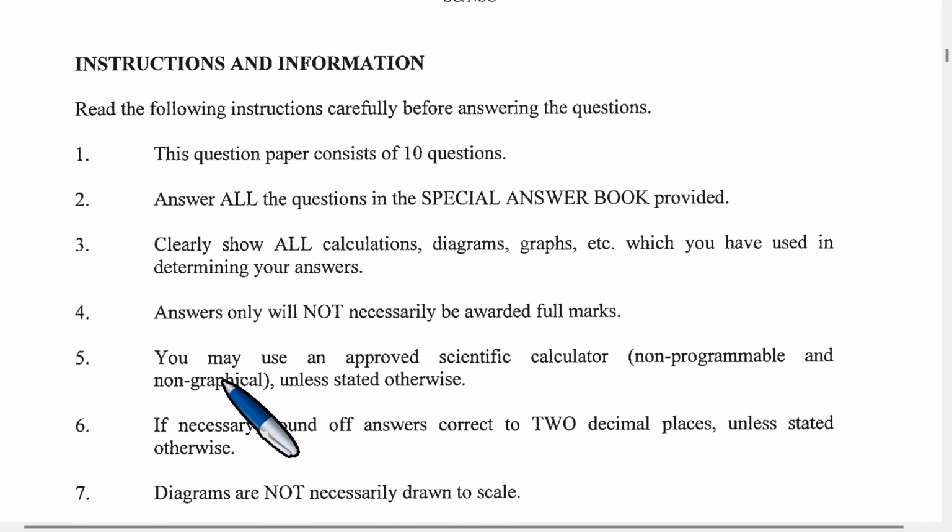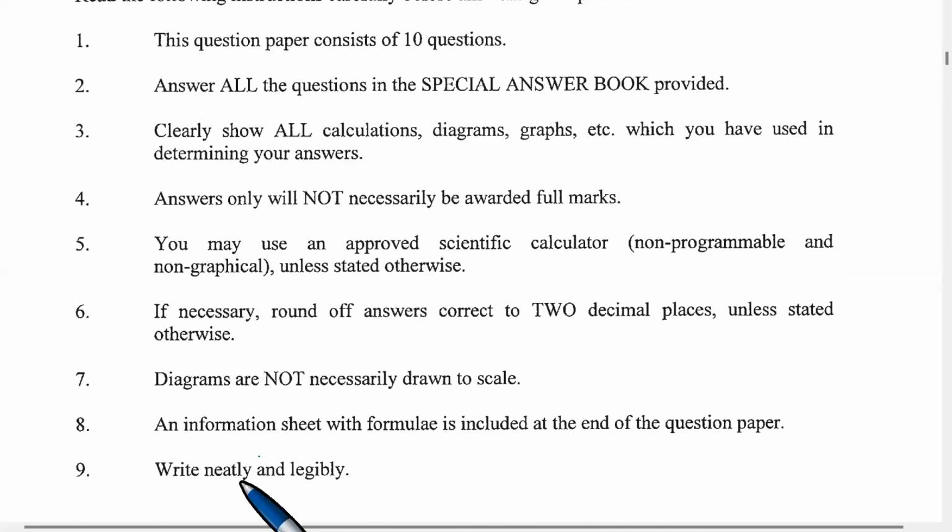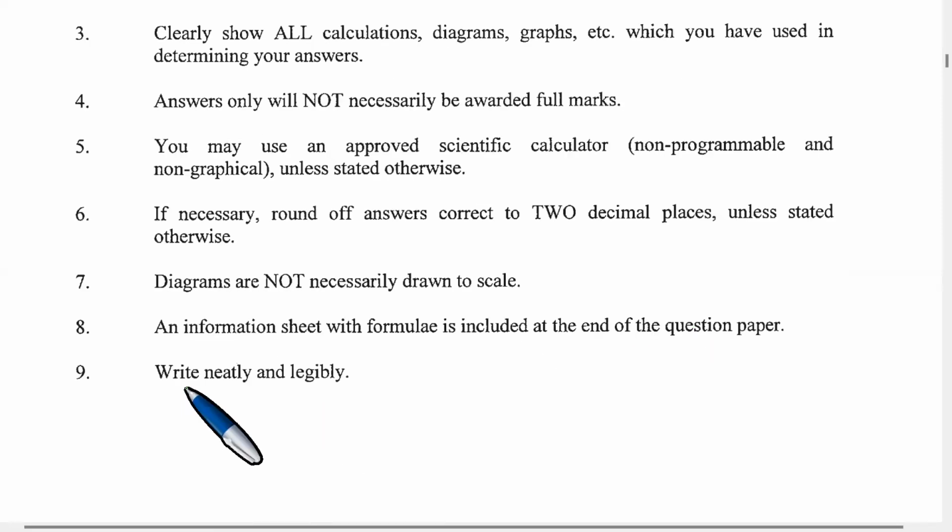You may use an approved scientific calculator, non-programmable and non-graphical, unless stated otherwise. If necessary, round off answers to two decimal places unless stated otherwise. So, this is sort of the general instruction. Diagrams are not necessarily drawn to scale. An information sheet with formulas is included at the end of the question paper. Write neatly and legibly.